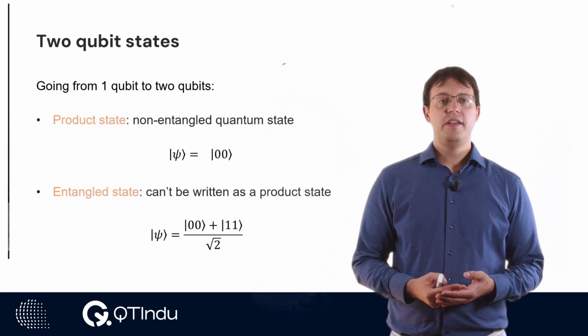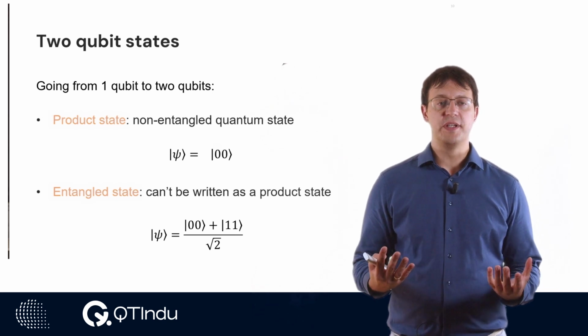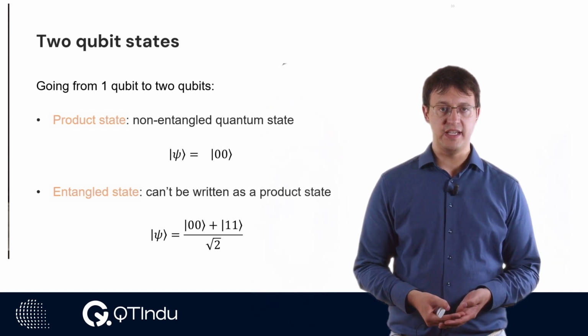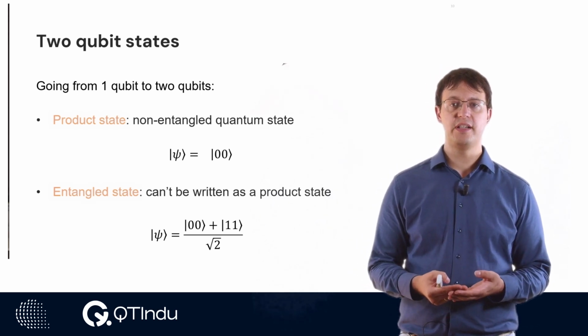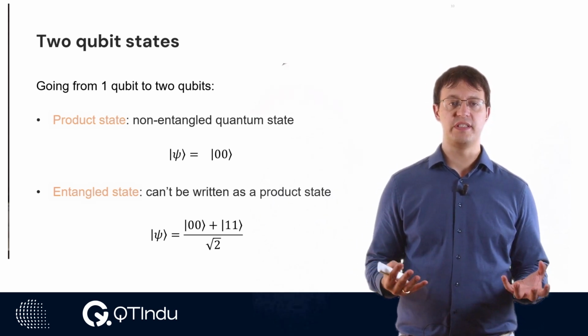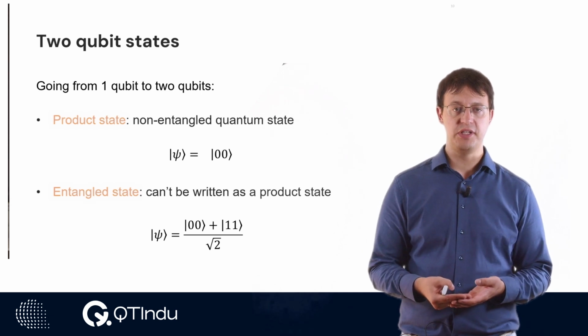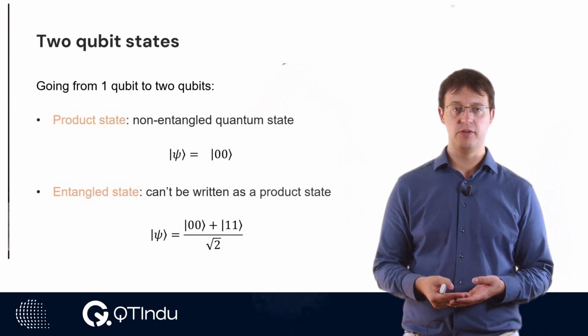There are 2 very different types of 2 qubit states. The first is the product state. The product state can be written as a direct tensor product between 2 single qubit states. One example is shown here, which is the state |00>.